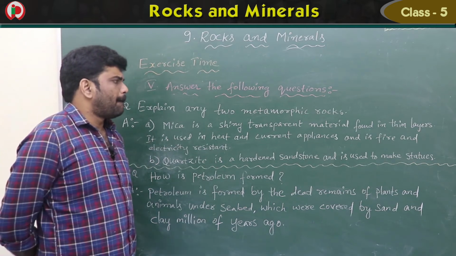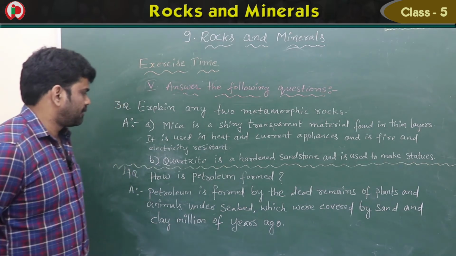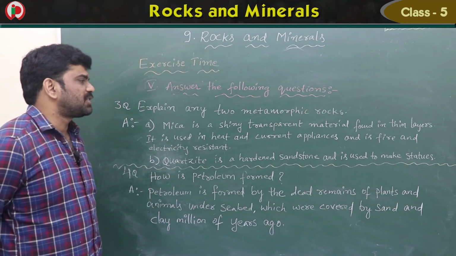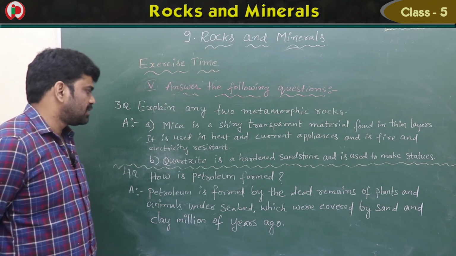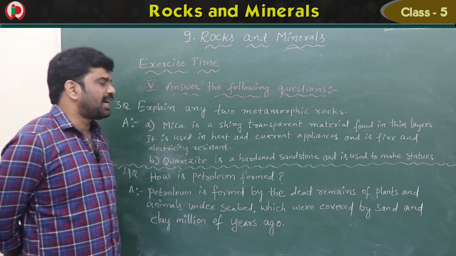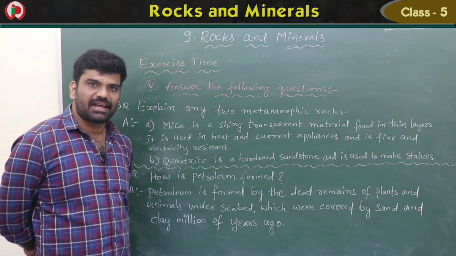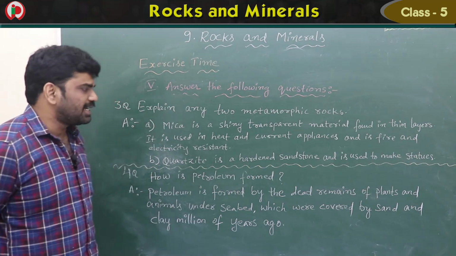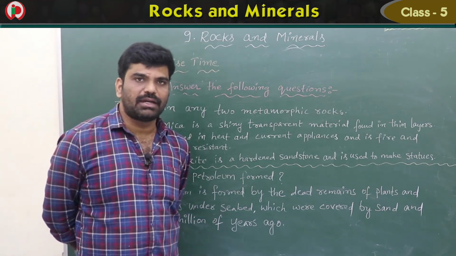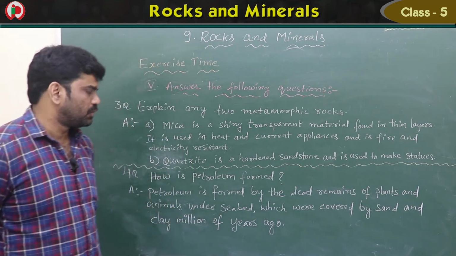Explain any two metamorphic rocks. Mica is a shiny transparent material found in thin layers. It is used in heat and current appliances and is fire and electricity resistant. Quartzite is a hardened sandstone. It is used to make statues.